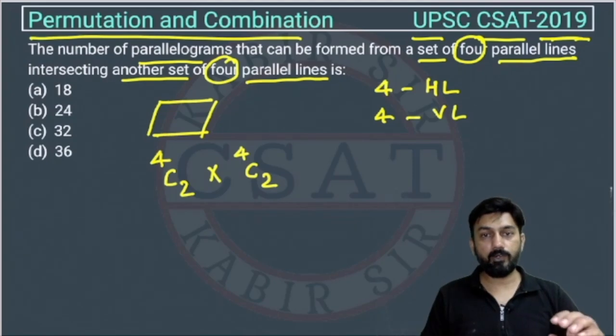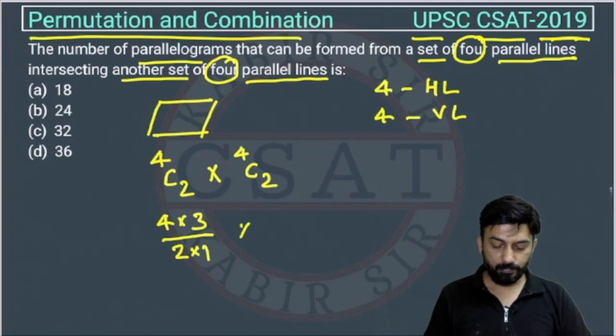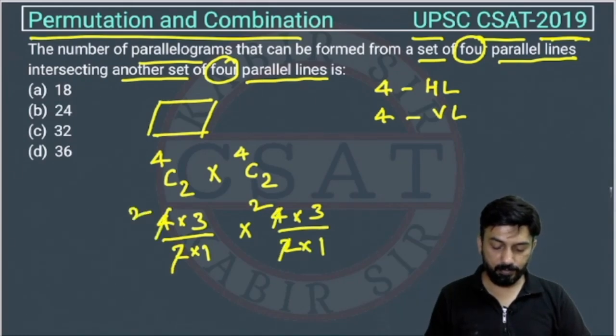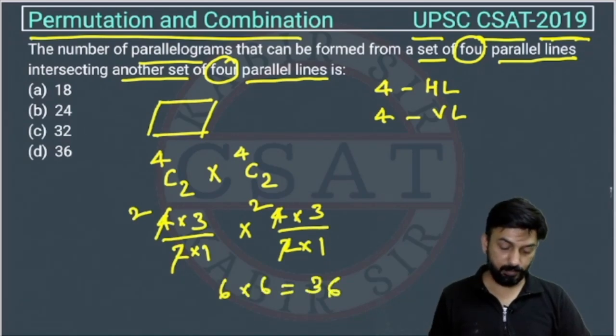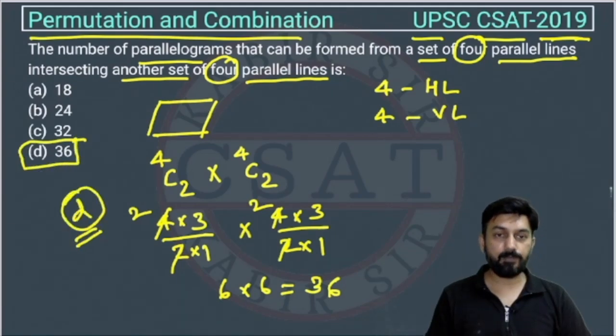क्योंकि हमें 2 horizontal line choose करनी है and 2 vertical, तभी parallelogram बनेगा, right? So now we will solve this. So this will be 4 into 3 and this will be 2 into 1, right? So similarly here 4 into 3 and 2 into 1. This 2 will cut this 4 2 times, right? So this will be 6 into 6. So this will be 36. So the answer is option D. So the answer of this problem is option D.